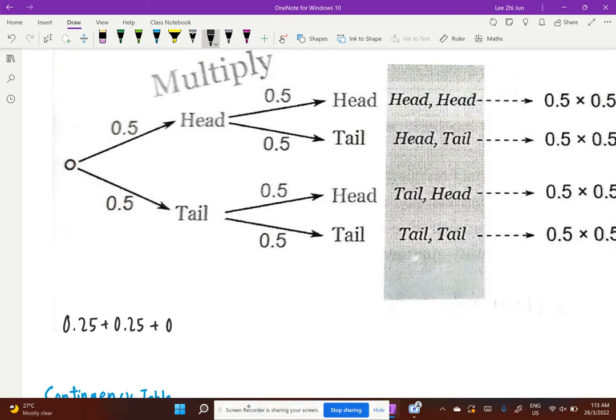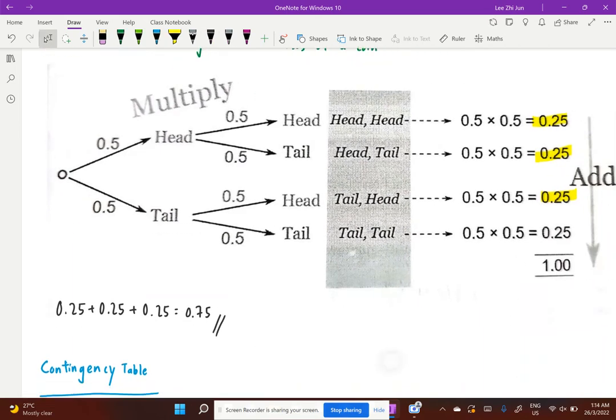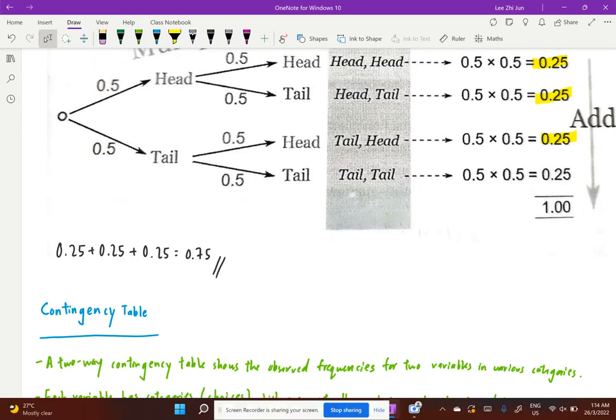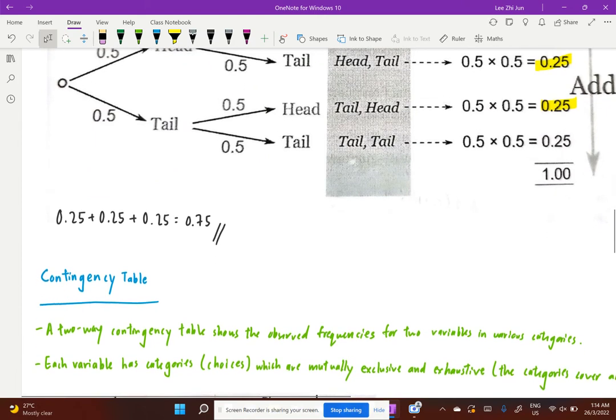It may be one head, one tail, or two head. Contingency table. This is I think I mostly like to use this. I like this table the most. So why do I like this? Later in the question I'll explain.